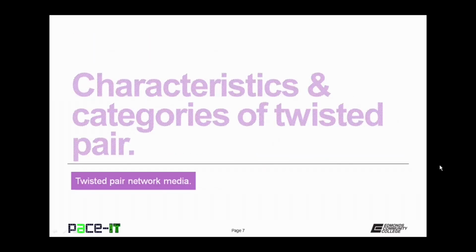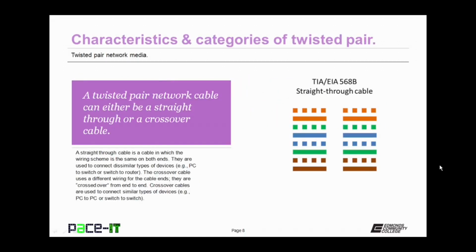Now let's move on to some characteristics and categories of twisted pair. A twisted pair network cable is designated as either being a straight-through or a crossover cable. A straight-through cable is a cable in which the wiring scheme is the same on both ends. That wiring scheme is called the pinout. They are used to connect dissimilar types of devices, like a PC to a switch or a switch to a router. The crossover cable, on the other hand, uses a different pinout on the cable ends. They are crossed over from end to end.